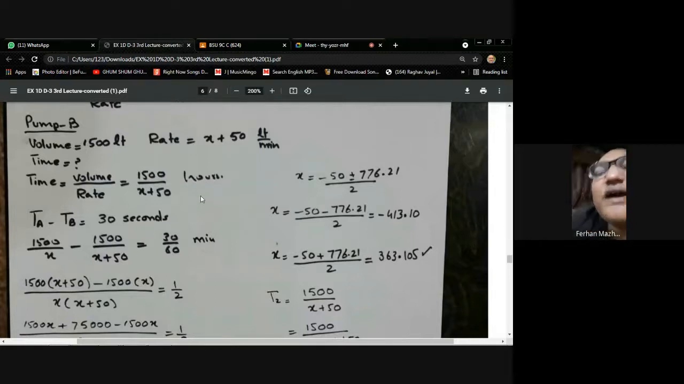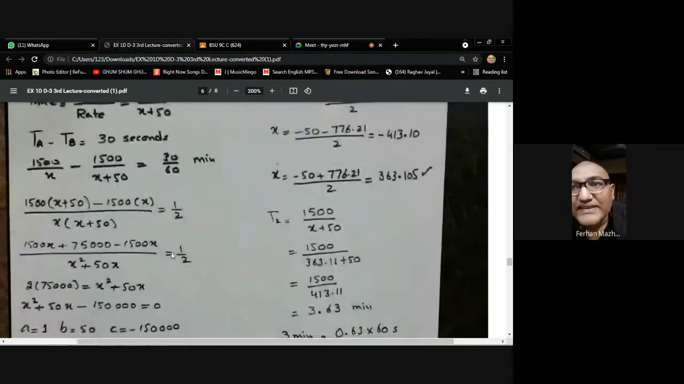So he told us that pump A took 30 seconds longer than pump B to fill the tank. So the time of A minus the time of B equals 30 seconds. But the important thing is that the time of A is in minutes and the time of B is also in minutes. So time of A is 1500 divided by x, minus time of B, 1500 divided by x plus 50, and that equals 30. So I divided 30 by 60 to convert it into minutes.